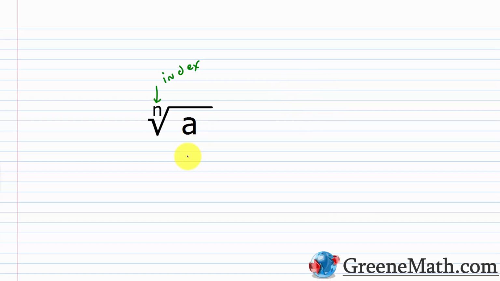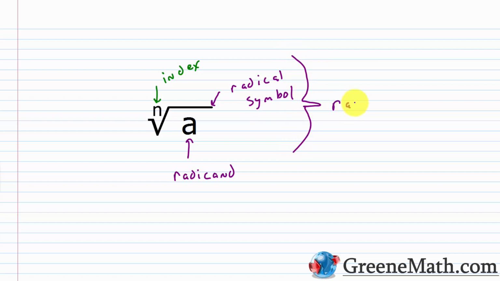Then this guy right here, this number or variable or expression that's underneath the radical symbol is known as a radicand. And then the symbol itself is just called a radical symbol. Then when we talk about the whole thing together, it's just known as a radical. So when I say a radical, I'm talking about all parts of this together.